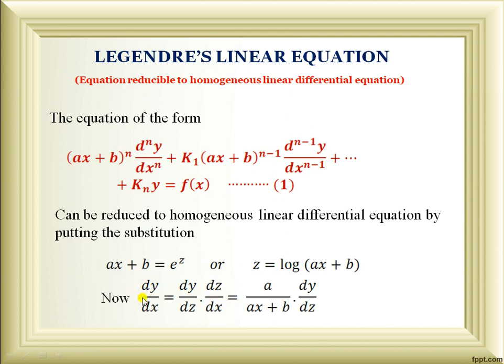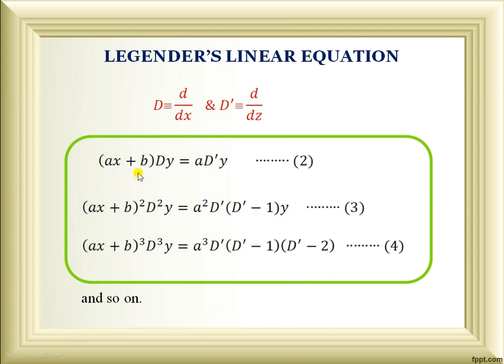After that, I am going to use the operators d by dx and d by dz in the next step. It gives (ax plus b) into D y is equal to a into D dash into y. Simply, we need to replace (ax plus b) into D with a into D dash. Similarly, for the second and third derivatives, (ax plus b) whole square into D square is equal to a square into D dash into (D dash minus 1), and the third derivative, (ax plus b) whole cube into D cube, is equal to a cube into D dash into (D dash minus 1) into (D dash minus 2). These are all the replacements we are going to use in this category.